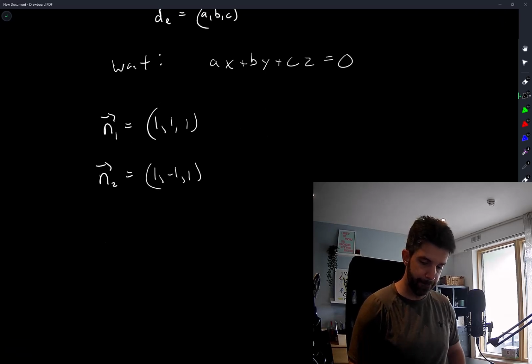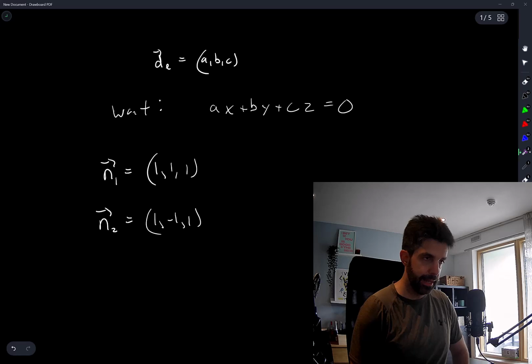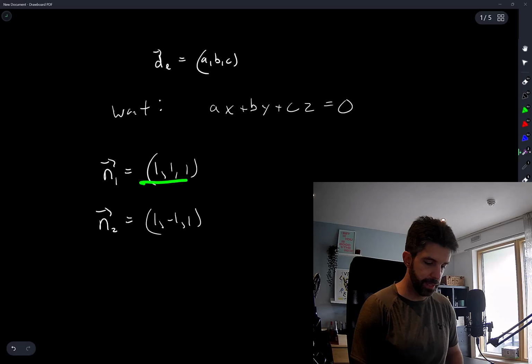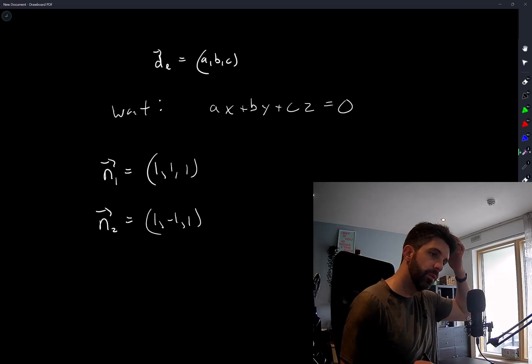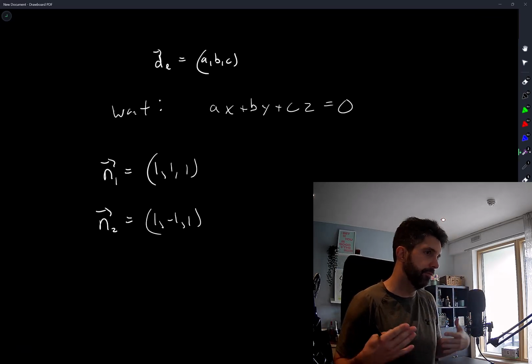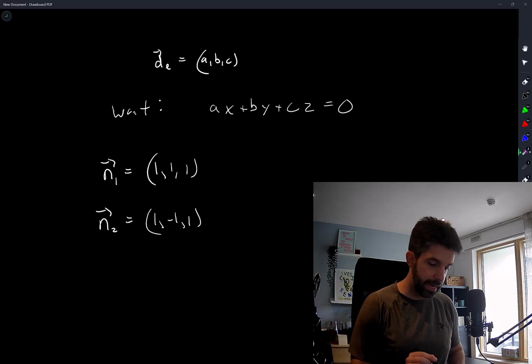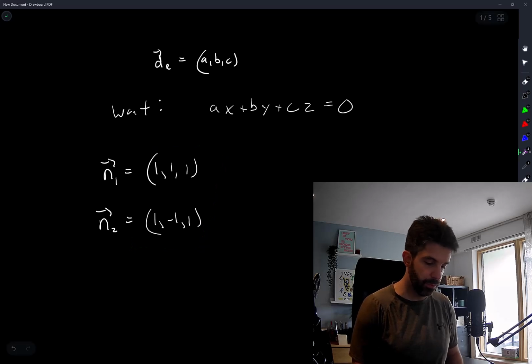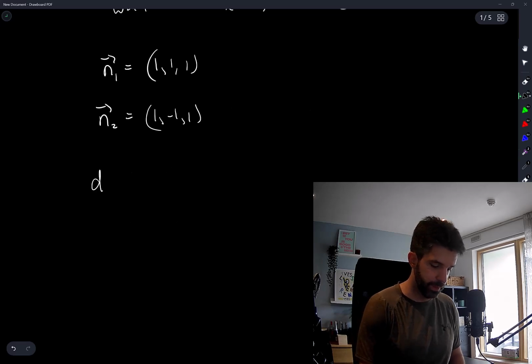Then any vector in the first plane is perpendicular to n1, and any vector in the second plane is perpendicular to n2. If I want a vector which is in both planes, it's going to be perpendicular to both normals. The easiest way to find a vector which is perpendicular to two given vectors is to take the cross product. So d of L is going to be n1 cross n2.